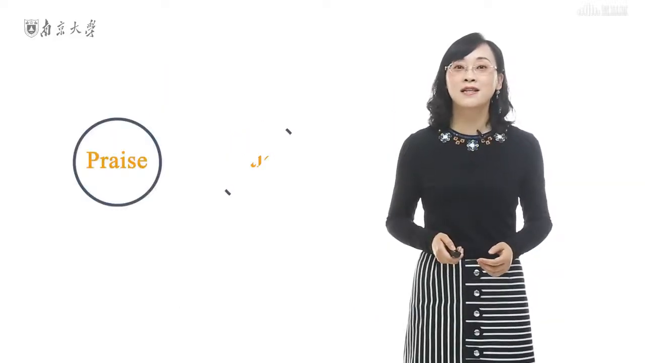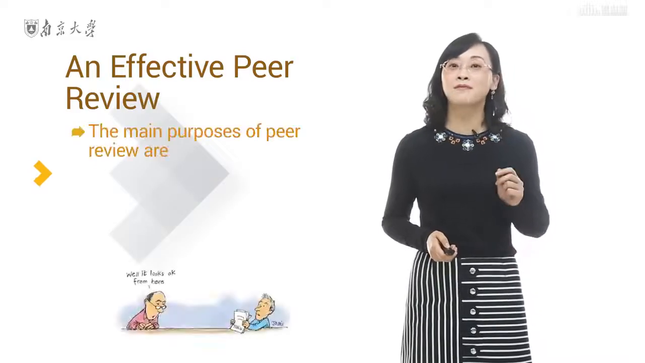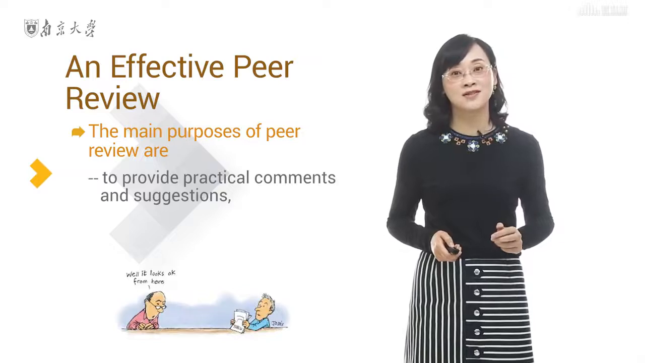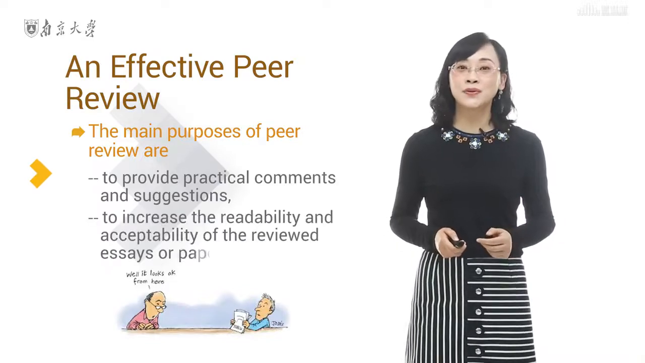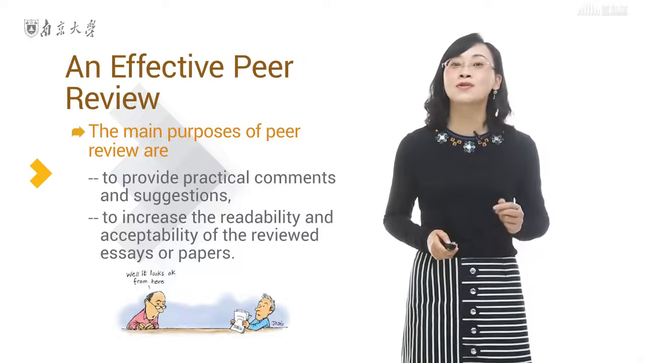Reviewers must be careful with the language of the feedback because general comments and unnecessary emphasis on problems may not help authors improve their writing drafts. Finally, praise and critique should be balanced in feedback. All in all, the main purposes of peer review are to provide practical comments and suggestions, and therefore to increase the readability and acceptability of the reviewed essays or papers.